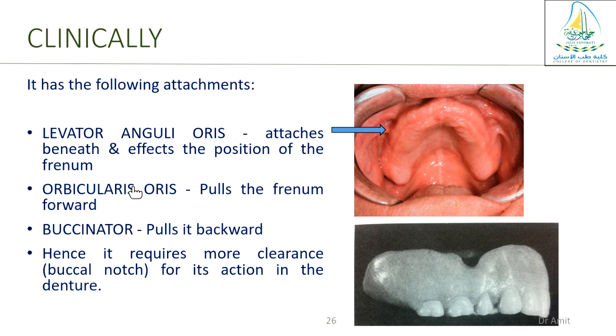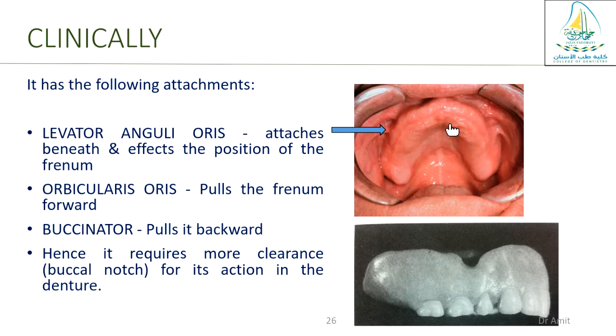Then we have the orbicularis oris muscle. This orbicularis oris muscle is the muscle of the mouth. So the muscle of the mouth also comes and attaches in this area, in the buccal frenum area, and it pulls the buccal frenum anteriorly in the forward direction. And we have the buccinator muscle also, which is attached here, and it pulls the frenum posteriorly. So what is the significance of this? The significance is that it requires more clearance of the buccal notch.